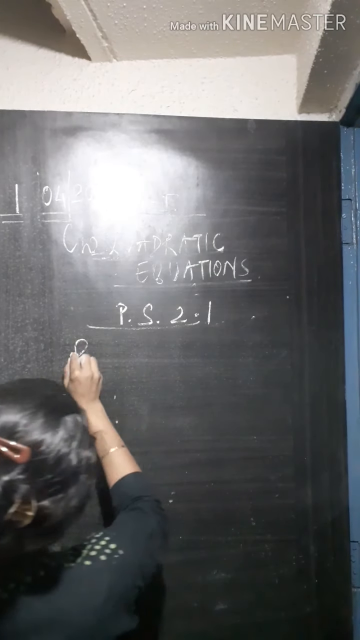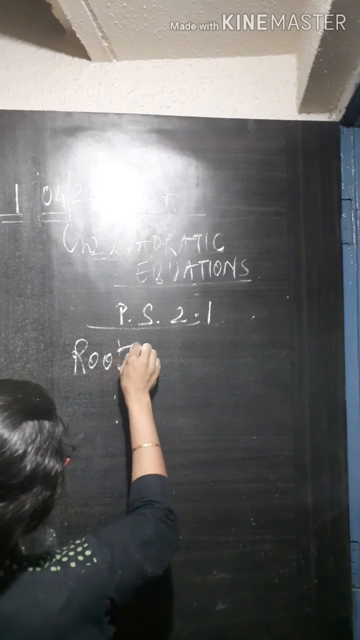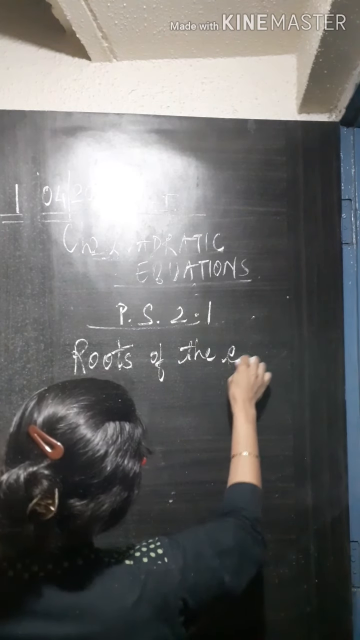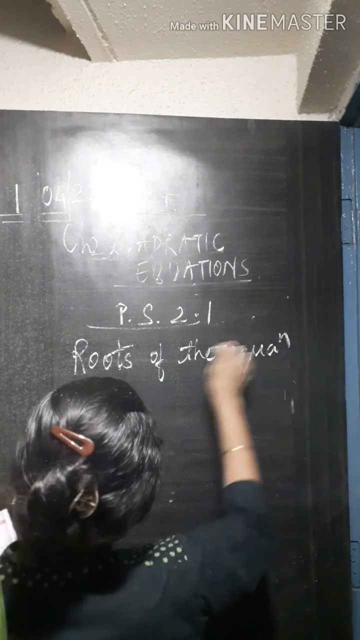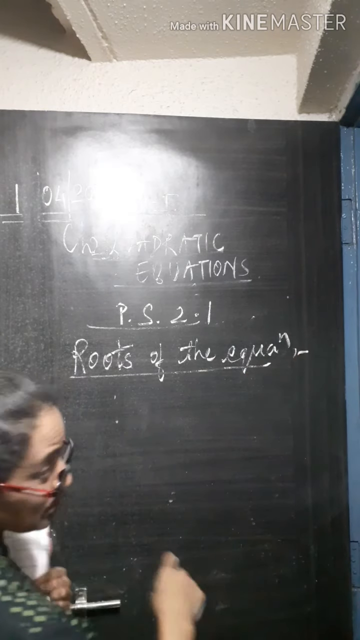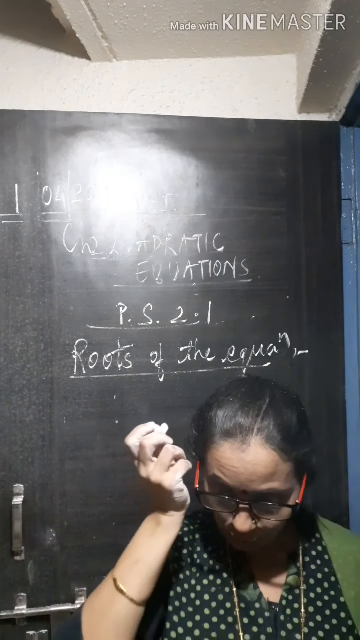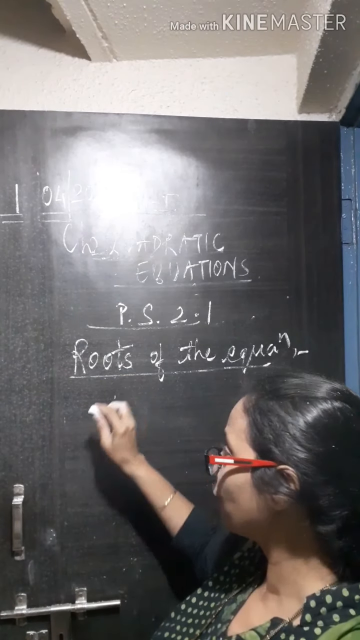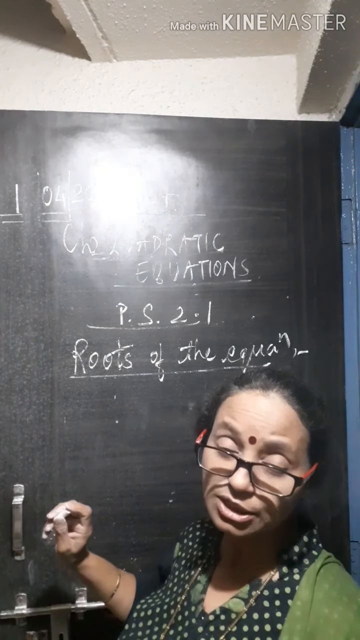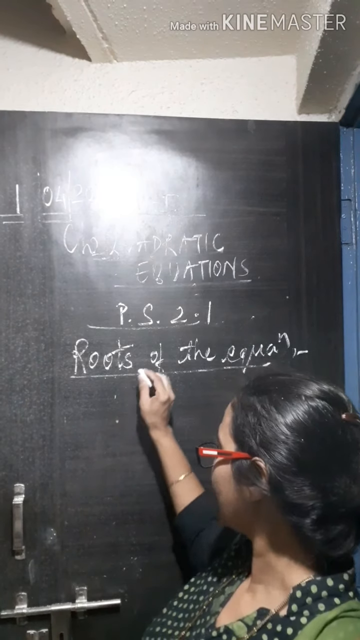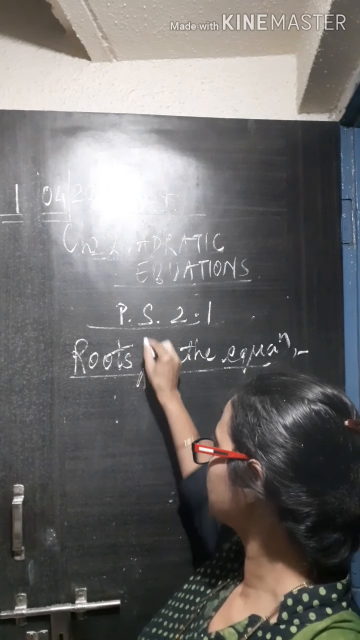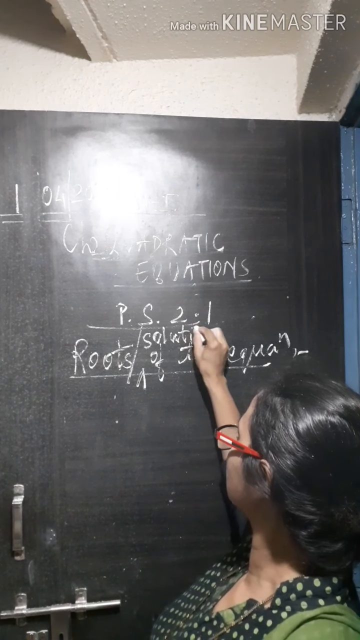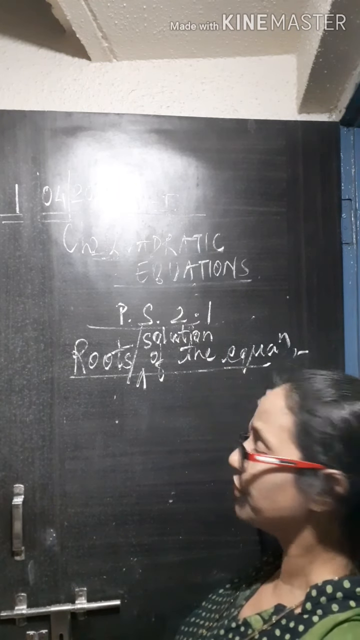So to understand, you can just write down the subtopic name, that is roots of the equation. Over here we are going to understand what we mean by roots of the equation. Another name for the roots of the equation will be solution of the equation. So I can write down, instead of roots, a solution of the equation.